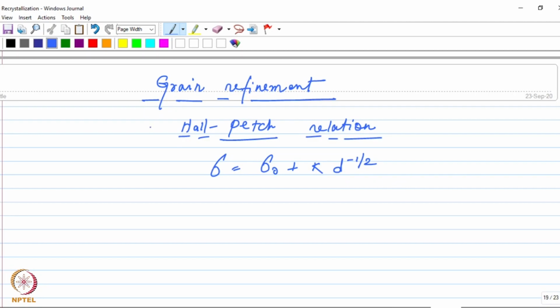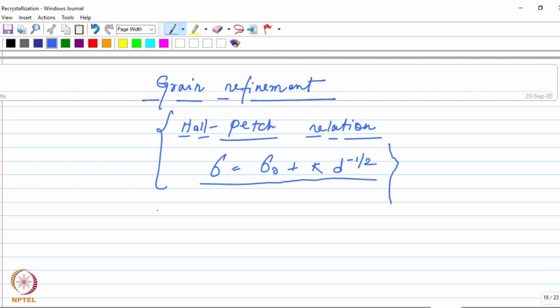But we are going to talk about this phenomenon in a little more depth as to what exactly happens, which ultimately leads to an increase in the strength, okay? So while talking about those mechanisms, we will in fact prove this equation, we will deduce this as we go on discussing the mechanisms of grain refinement strengthening, okay? But before that, let us define the different parameters that we have in this particular equation.